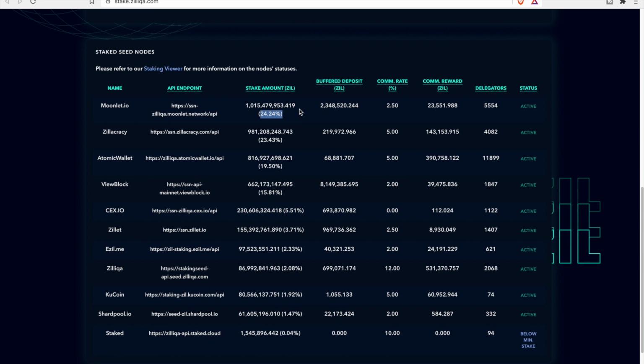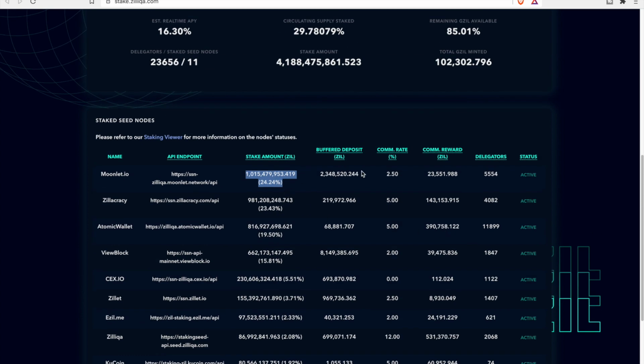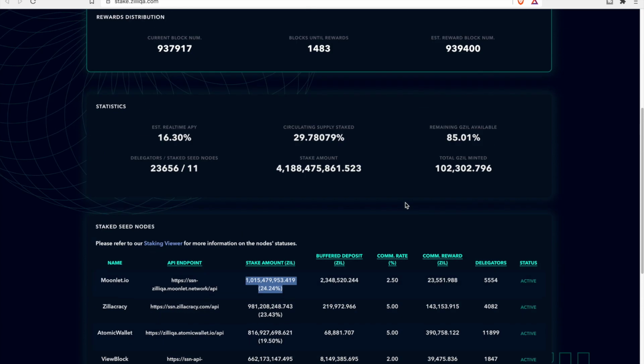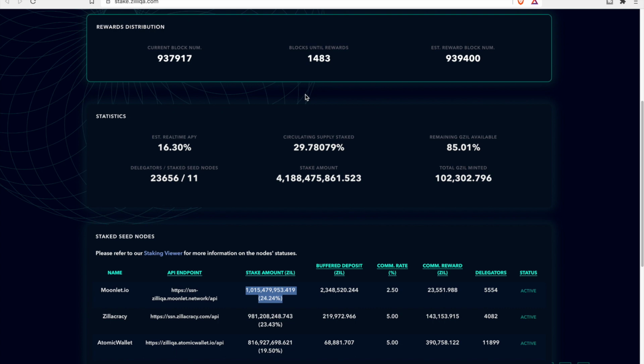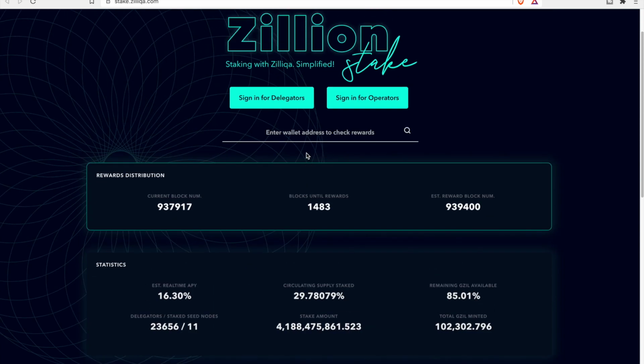Most of the percentage of the tokens are on this amount, or on this, which is pretty good. Probably because they're given the best rates and they're the most used. So you can see the rewards, and if you want to check how much yours is getting, you enter your wallet address to check your rewards and so on.